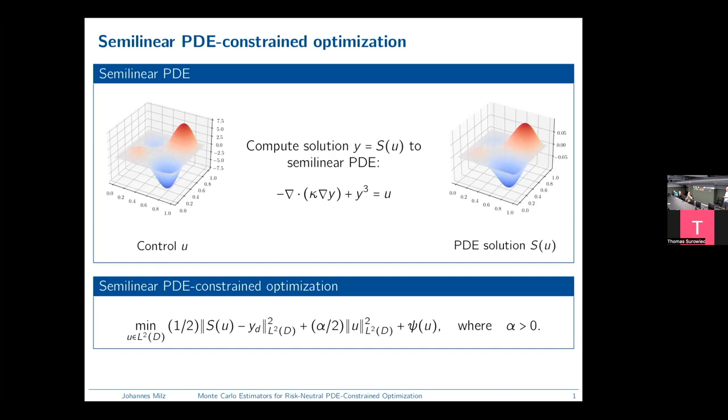In semilinear PDE constrained optimization, we want to make the best decision given a certain criterion, which is our objective function. In this case, it's a standard tracking type objective function, which consists of minimizing the misfit of our PDE solution to y_d, which is a desired state. Then we have a control regularizer and a function psi that we can use to model constraints, for example, or sparsity.